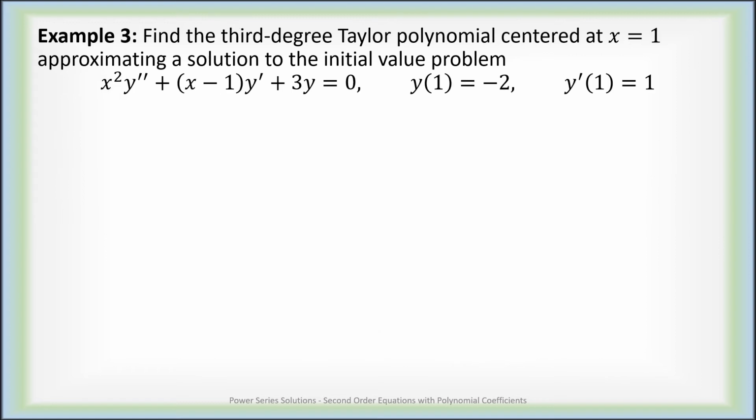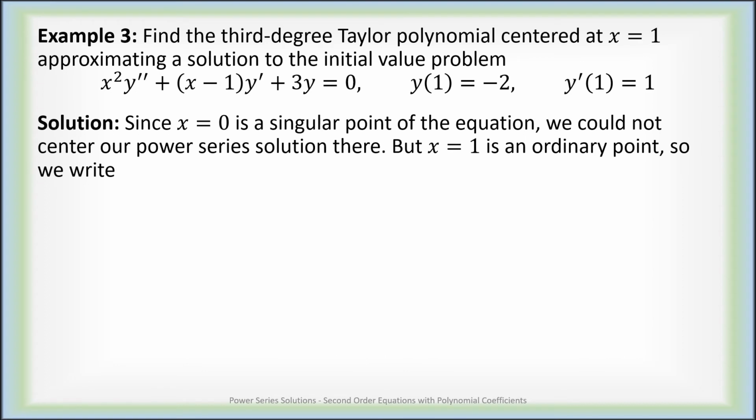As a third example, let's find a third degree Taylor polynomial centered at x equals 1 to approximate a solution to this initial value problem. Note that x equals 0 is a singular point of the equation. It is a root of that leading coefficient x squared. So we can't center our power series solution there. But x equals 1 is not a root of x squared, therefore it's an ordinary point. So we're going to use a power series centered at 1, as the problem suggests.